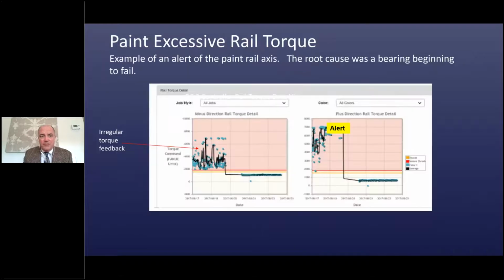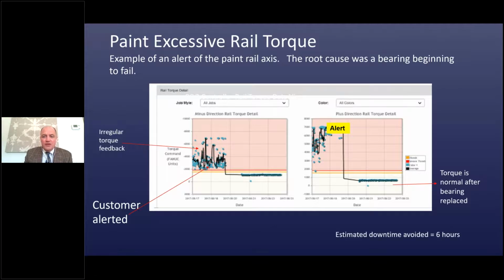A third paint example, this is an interesting one, paint excessive rail torque. So they noticed that there was excessive torque on the paint rail. The root cause ended up being a bearing that was beginning to fail. And so the algorithm noted that, alerted the customer, and you can see that the bearing was replaced, the torque is back to normal, estimated downtime avoided, 6 hours.